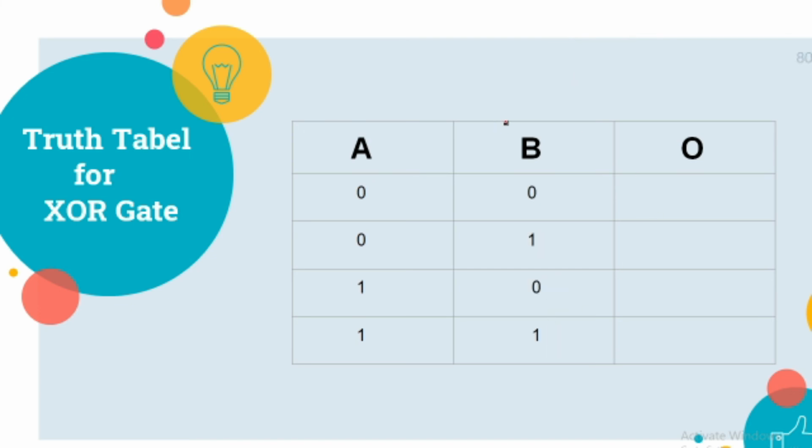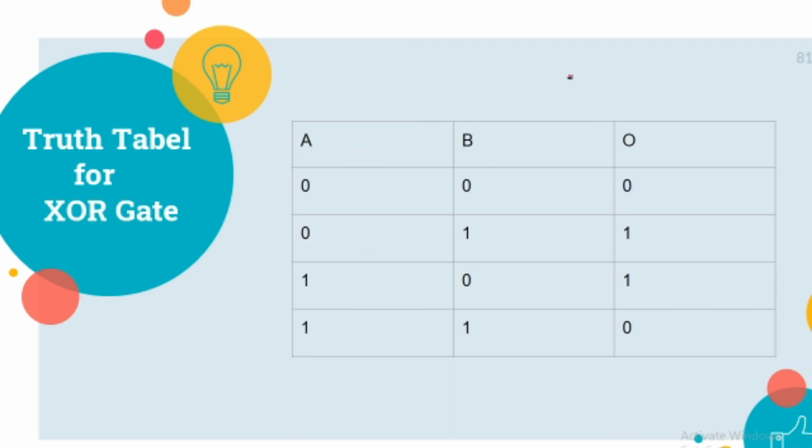Now look at its output. What will be its output? As we have discussed, if both of the inputs are the same, in that case our output will be low. So here it will be low. In this case it will be high because both are different. One is low and one is high. In the last case we have both high, so in this case it will be low. This is the final truth table for our XOR gate.